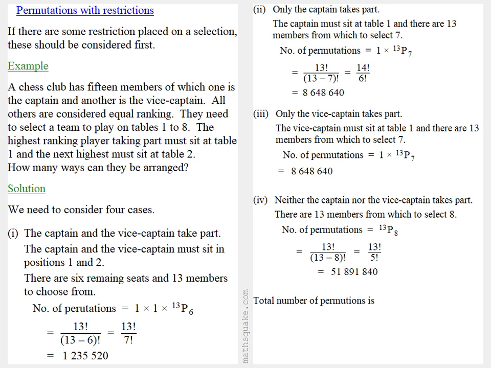So the total number of permutations is the first case plus twice the second case plus the fourth case, which is 70,424,640. And that's our answer, 70,424,640.